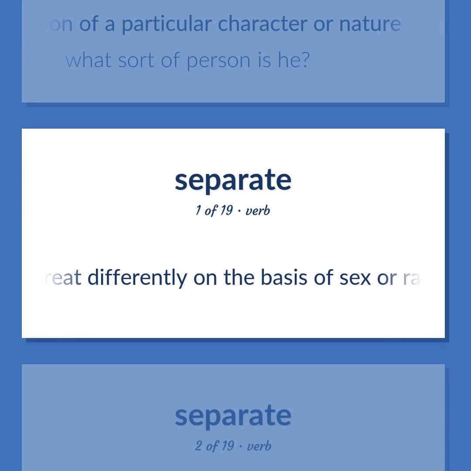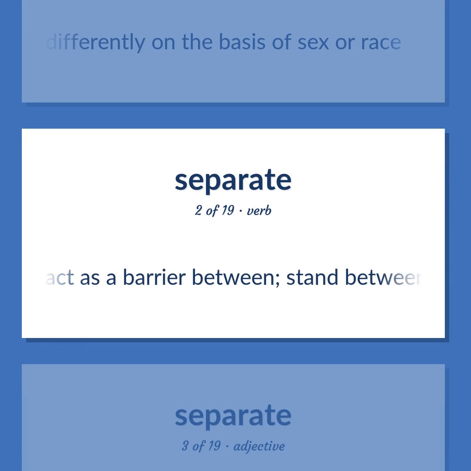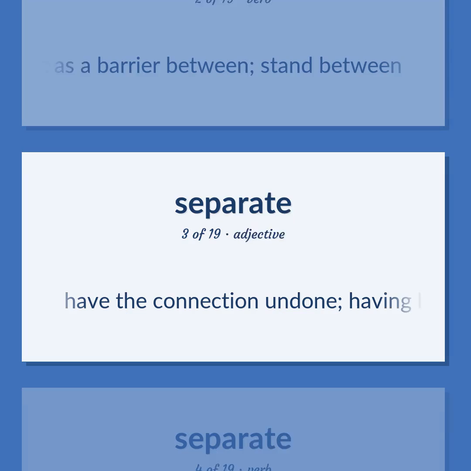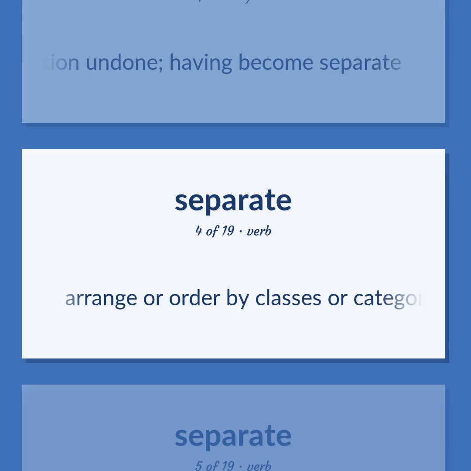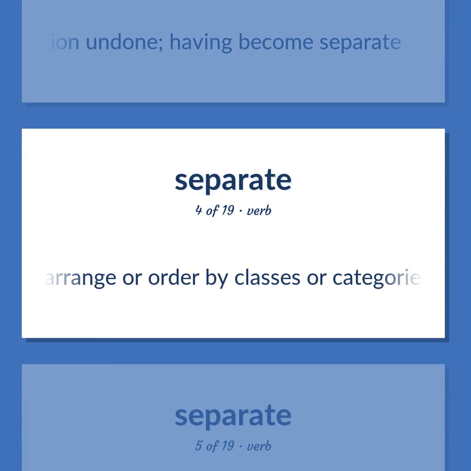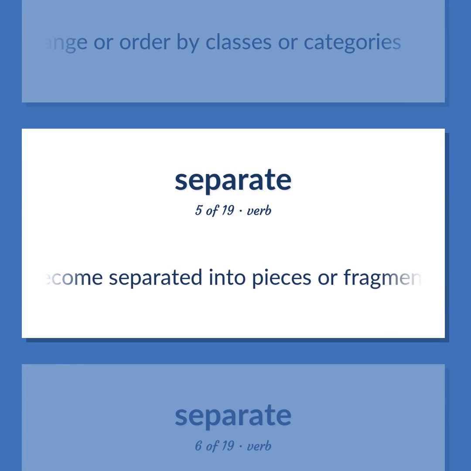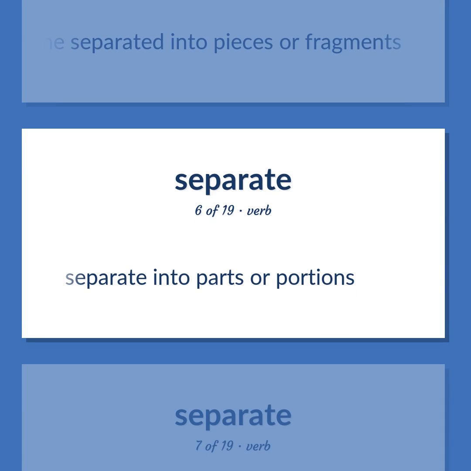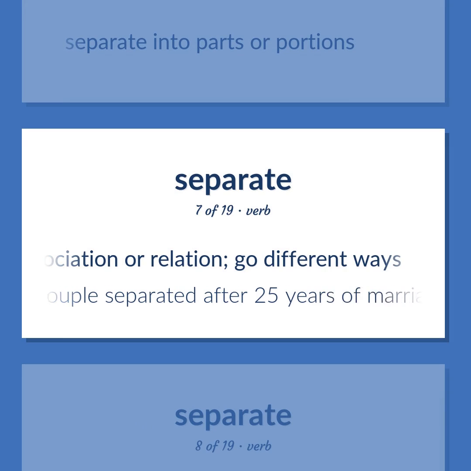Treat differently on the basis of sex or race. Act as a barrier between. Stand between. Have the connection undone, having become separate. Arrange or order by classes or categories. Become separated into pieces or fragments. Separate into parts or portions. Discontinue an association or relation. Go different ways. The couple separated after 25 years of marriage.